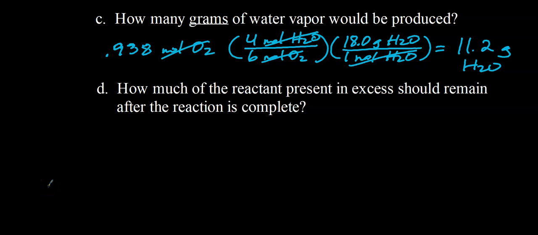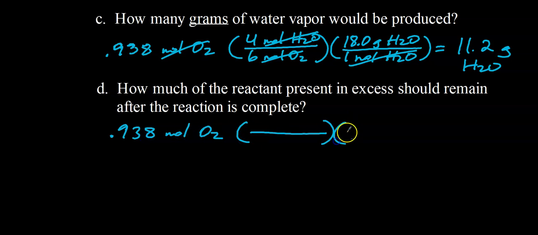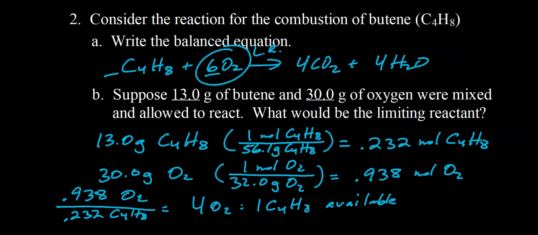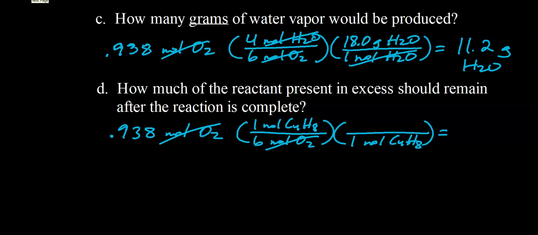So again, I'm going to start with the 0.938 moles of oxygen. Always start with your limiting reactant. This time our unknown, what we're trying to find, is butene. So we have 1 mole of butene for every 6 moles of oxygen. And then we want to find grams of butene. The molar mass of butene was 56.1. Now go ahead and pause the video and see what you get for that number.